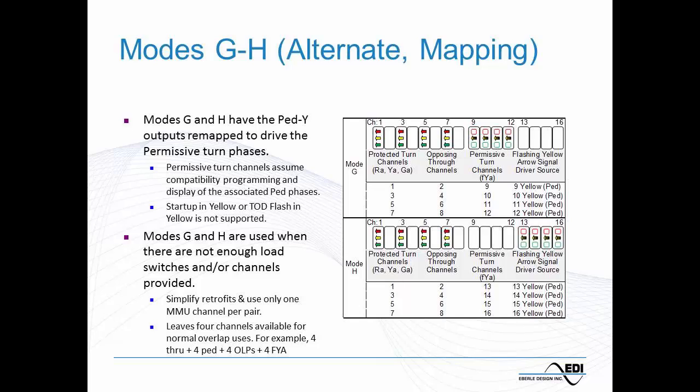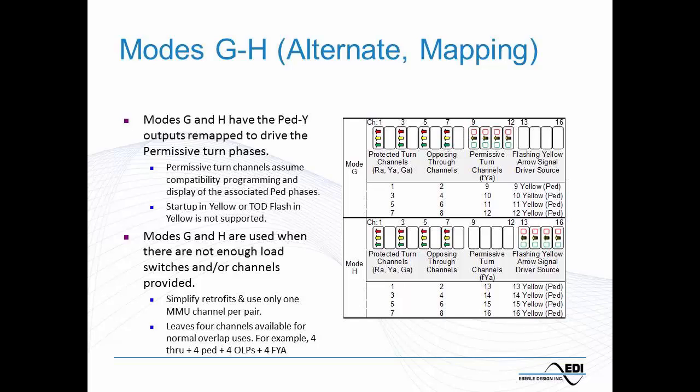There's a couple other restrictions. One is if your cabinet or your intersection starts up in all yellow, this is not going to be compatible. Or if you're doing time of day flash where yellows are flashing, this will not be compatible. If you're flashing all red, not a problem. So again, there are some conditions where we can't take advantage of mode G and H. We just have to be sure before we get started that we've met all the requirements.